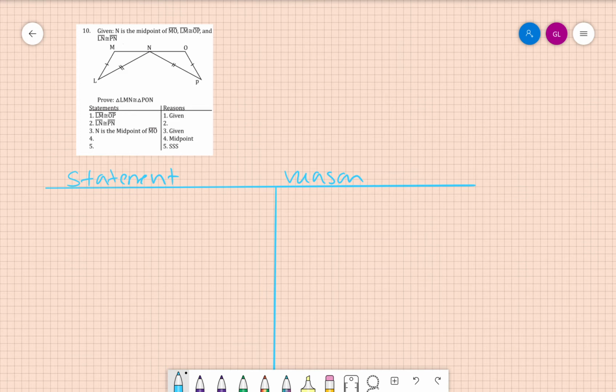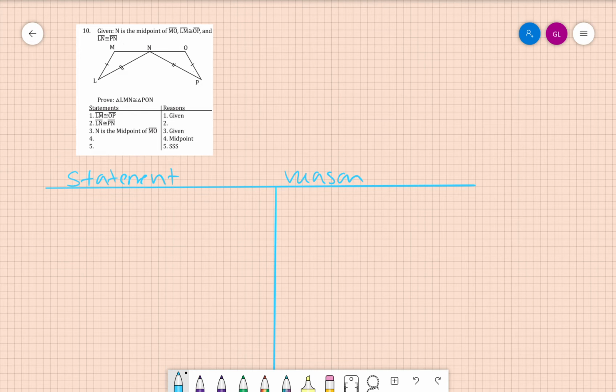So we'll go over number 10 right now because these problems are, I think, due tomorrow. So look at number 10. They give you the diagram. Given, point N is the midpoint of line MO. We have LM is congruent to OP, the segments. You can tell by the one hash mark on either one of those triangles. And LN is congruent to PN, those two segments signified by the two hash marks.